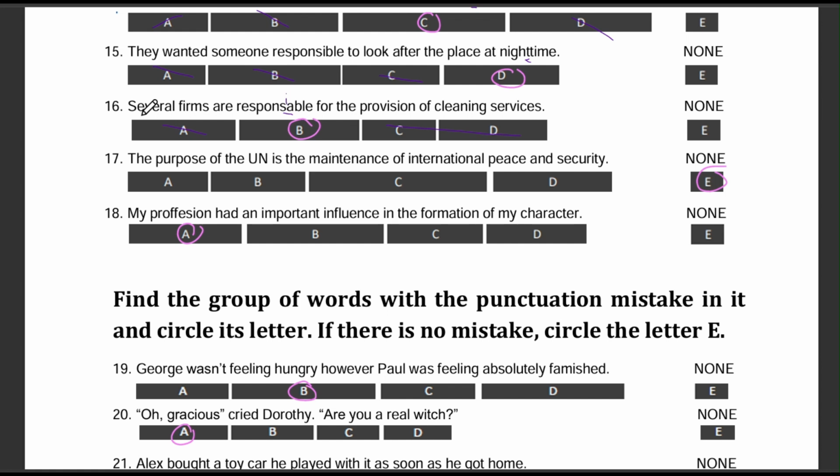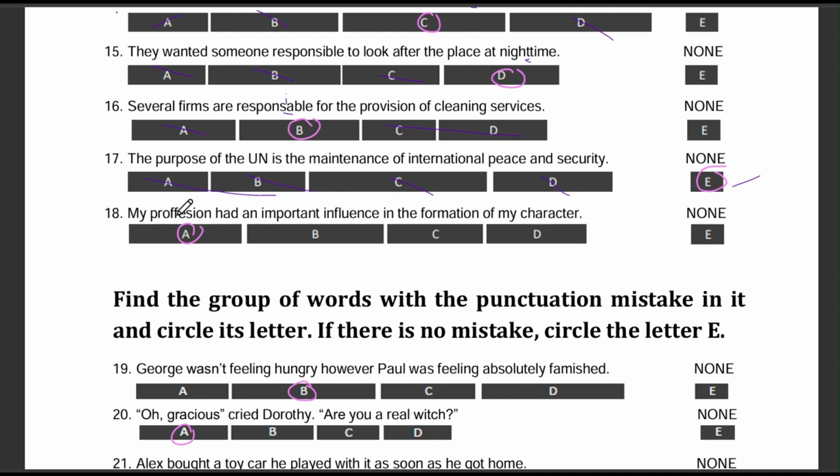Question 17. Find the group of words with the spelling mistake. The purpose of the UN is the maintenance of international peace and security. Options: A, the purpose of the. B, UN is the maintenance. C, of international peace. D, and security. E, none. Correct answer: E, none. Explanation. In this sentence, there isn't any spelling mistake. Each and every word is spelled correctly. Why not the others? Because none of the options have any spelling errors. They're all good.